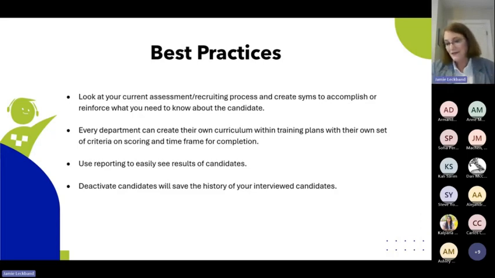I've created a couple of sims that I want to show you as examples. But before I do that, I wanted to share some actual results that I've seen that can happen by using SymTrain in recruiting and assessment.